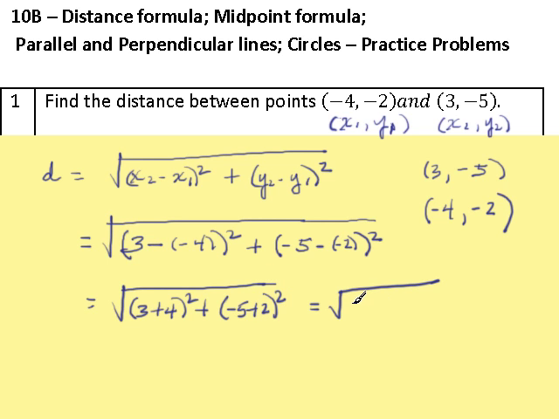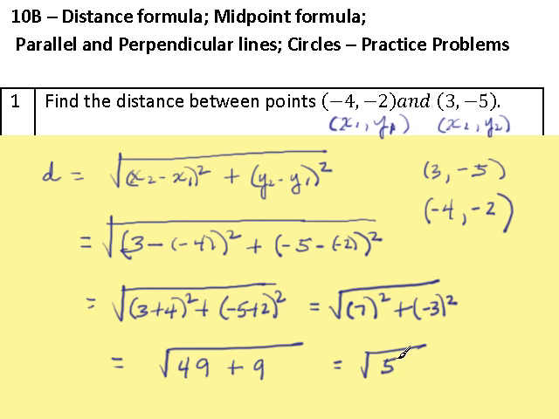So that's 7 squared plus minus 3 squared. All right, and that's equal to the square root of 49 plus 9, which is the square root of 58. And that's the distance between these 2 points.